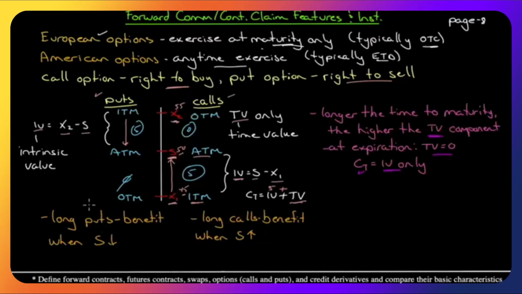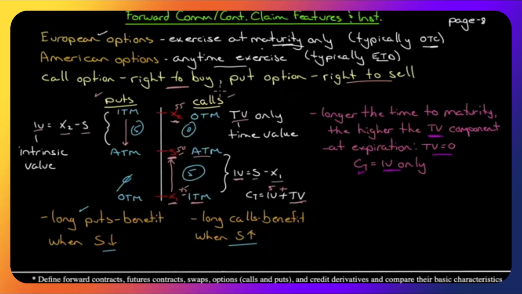Long puts, that means if you buy a put, you're long the put, it benefits when the stock price drops. So the long put is inherently short the stock. Long calls benefit when the stock price increases, so a long call is inherently long the underlying price. I know it can sound confusing. You think that, well, if I buy a put, am I not short? You're long the contract. You are long the contract because you have the right. The buyer has the right, but you are inherently short the underlying. You're long the contract, short the underlying. Don't get confused between those two.